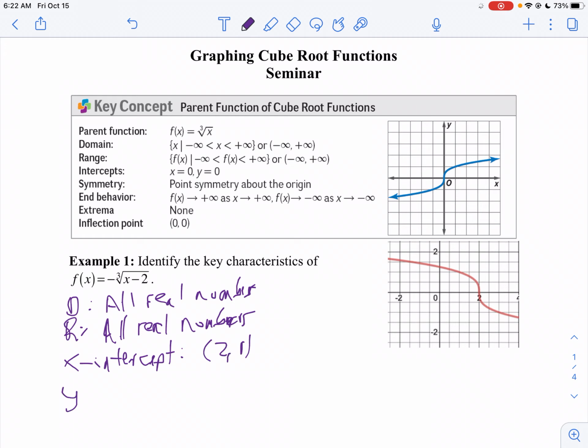My y-intercept, notice it's a decimal. So what happens is I'm going to take 0, replace that with x. So 0 minus 2 is negative 2. I take the cube root of negative 2, and I take the opposite of that. So in other words, my y-intercept is the cube root of 2, or the opposite of the cube root of negative 2 if you want.